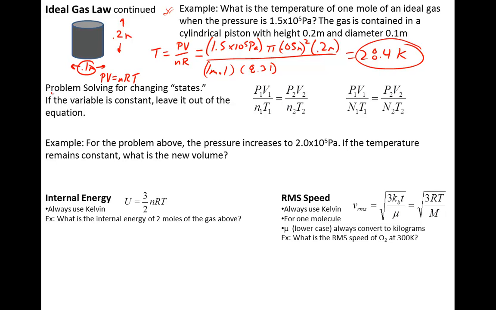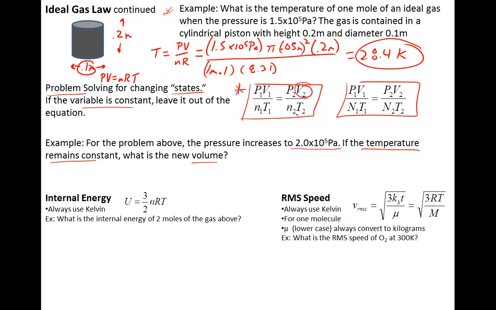Now, for solving problems where we want to change states, we'll use one of these two equations, the equation on the left or the equation on the right. Because we're dealing with moles, we're going to use this equation. Notice it says if the variable is constant, leave it out of the equation. So in this example, it says for the problem above, the pressure increases to 2.0 times 10 to the 5th pascals. If the temperature remains constant, what is the new volume? So we're solving for the new volume, V2.